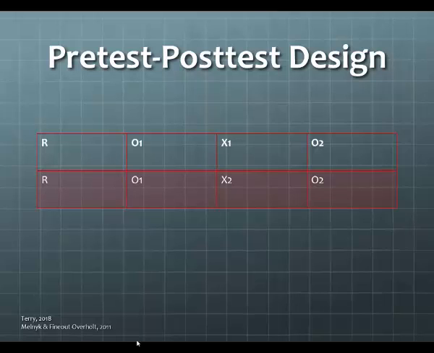This is a pretty common way that statisticians will express experimental designs to people. A lot of times they're going to use the R's, the O's, and the X's to help differentiate between the random assignment, the intervention, and the observation.